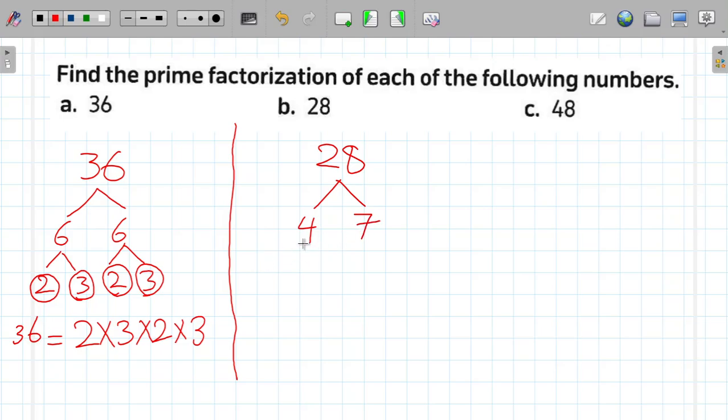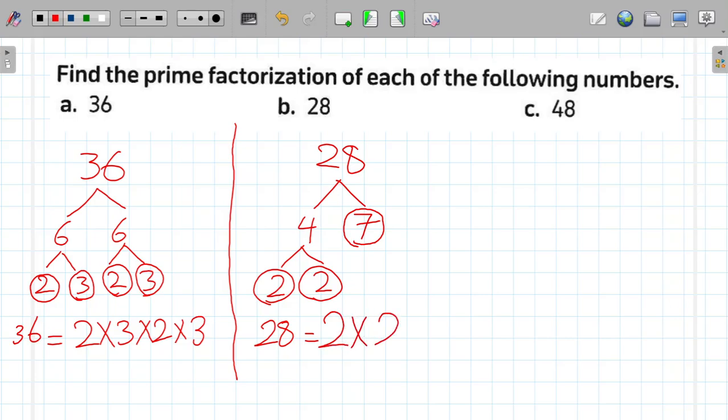Okay? 4 is composite and 7 is prime. So I will put a circle around 7. So 4 equals 2 by 2. And I will put a circle here and here. So the prime factorization of 28 equals 2 by 2 by 7. And this is the second number.